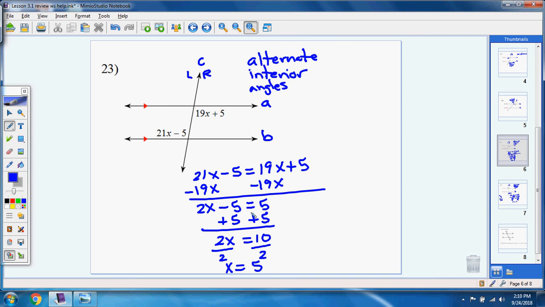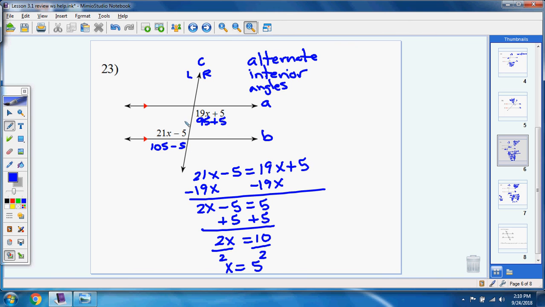Now again, to check it if you wanted to, if x is equal to 5, 19 multiplied by 5 would be a 95, plus 5 would be 100. And the reason I know that is because I usually have to count money real quick. So 19 times 5, that's 19 $5 bills, almost 100 bucks. And then over here, 21 times 5. Well, if 19 $5 bills is 95, then 21 $5 bills is 105. And if I subtract 5, that gives me 100.